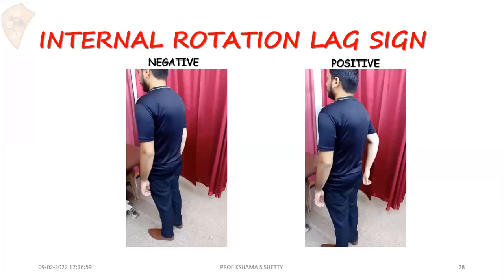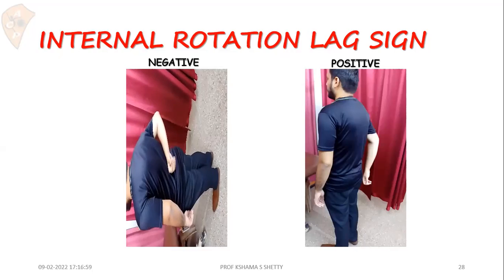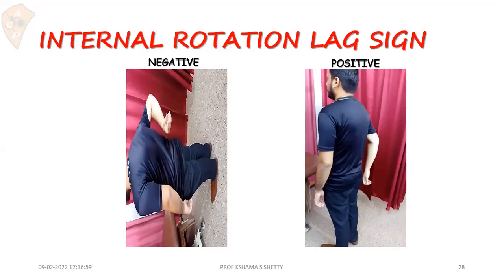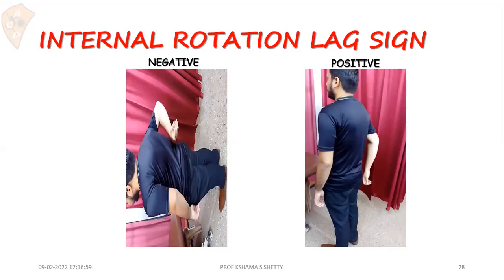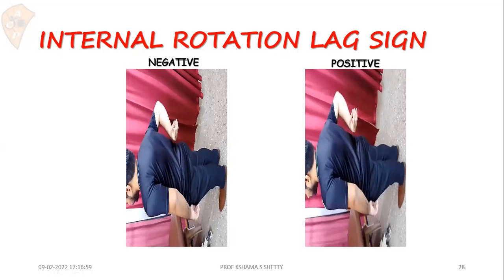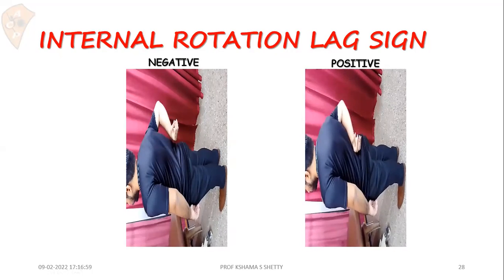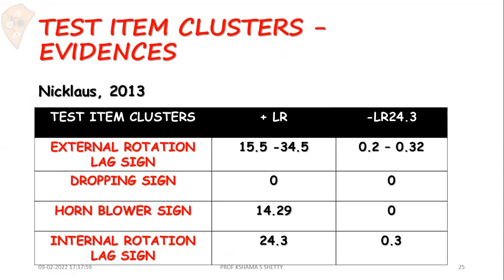Thirdly is the internal rotation lag sign. Similarly, you take the arm backward, with 20 degrees of shoulder extension. If the patient is able to hold, this test is negative. But if the patient is not able to hold and it comes back to its position, that means the internal rotation lag sign is positive. So these four tests: external rotation lag sign, drop sign, horn blower sign, and internal rotation lag sign.